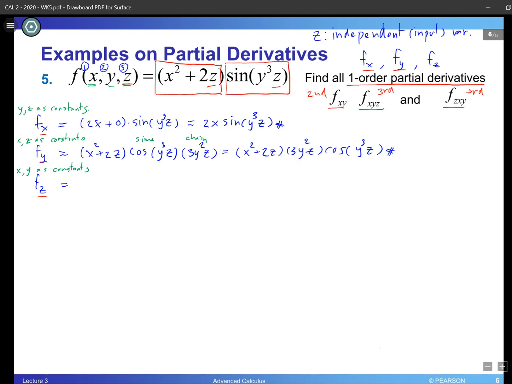So we are looking at two sub-functions, and I'm going to call the first one u right here, and the second one is v. Right, to save some space, I'm going to do this. u equal to x squared plus 2z, and v right here equal to sine of y cubed z. Alright, since we have two of them and they are multiplied together, we have to apply the product rule. So make a note right here that for this case we need to apply product rule.